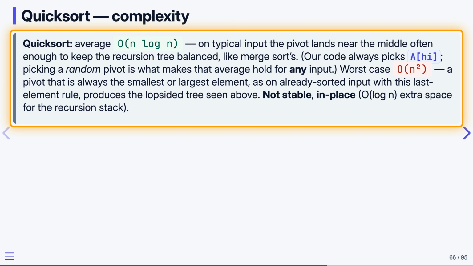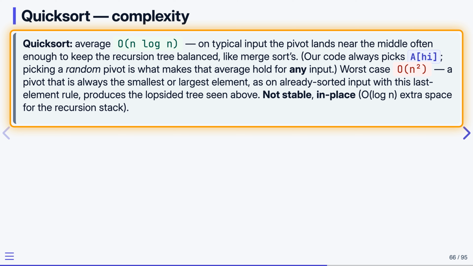Let's tally Quicksort's cost. On average, it is big O of n log n. Random pivots split the array roughly in half, giving a balanced tree like merge sort's. The worst case is big O of n squared: a pivot that is always the smallest or largest element, as on already sorted input with this last element rule, produces the lopsided tree we saw.